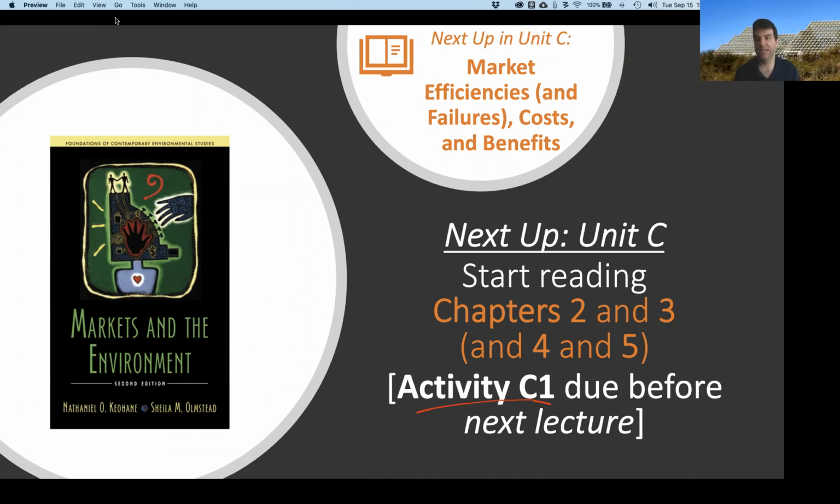We'll be, again, starting a new unit, back to the textbook reading where we get more into sustainability starting on Thursday. So let me know if you have any other questions about the homework.